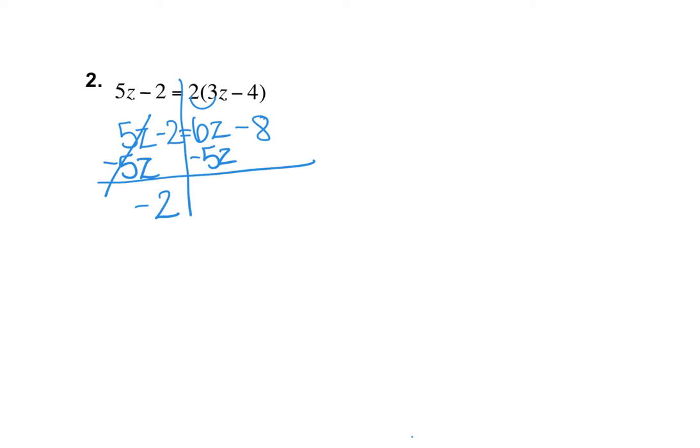I have minus 2. Don't forget there was a negative there. Is equal to z minus 8, because 6z minus 5z gives me 1z. All right, so now I'm going to add my 8, and I have z is equal to then positive 6.